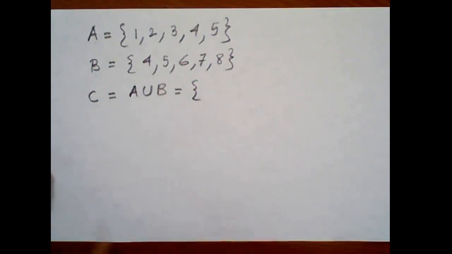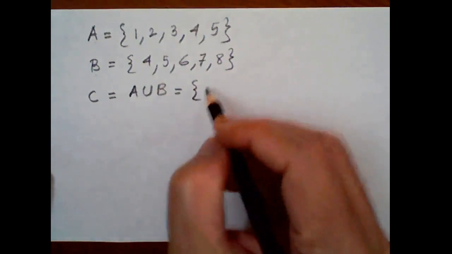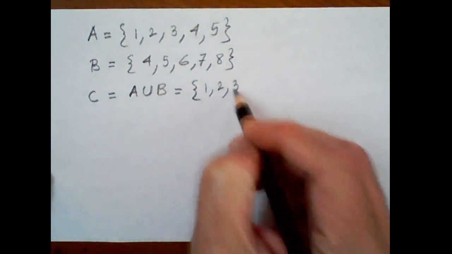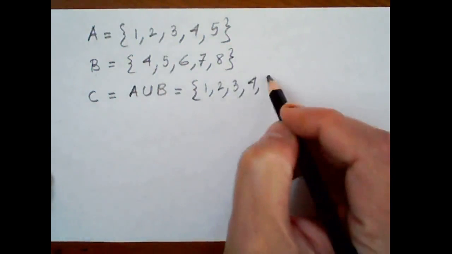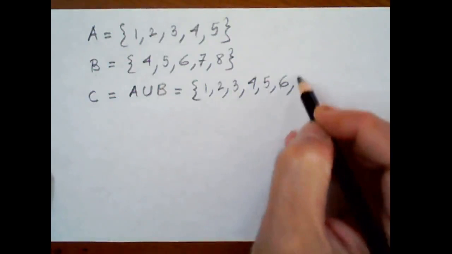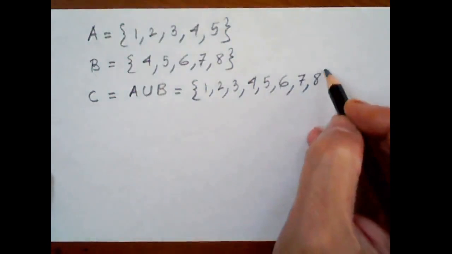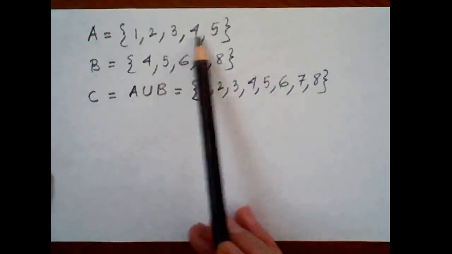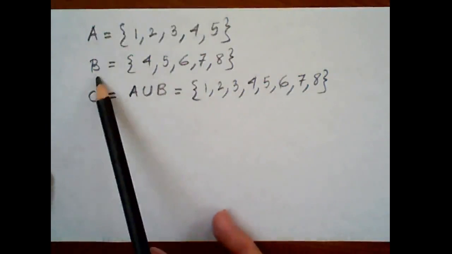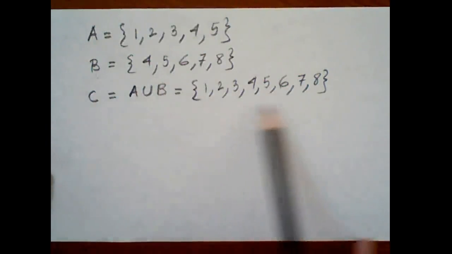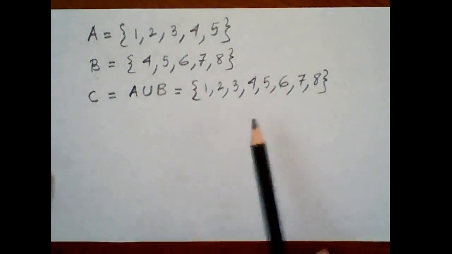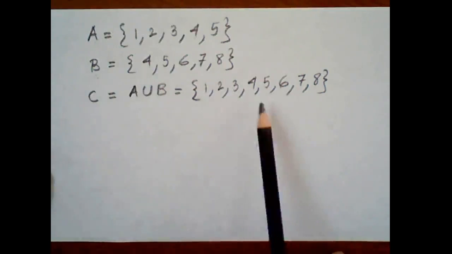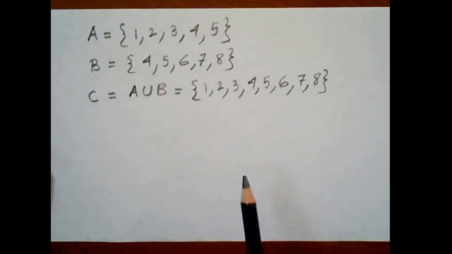So what are the elements in set A union B? The elements will be 1, 2, 3, 4, 5, 6, 7 and 8. Note that 4 and 5 are common to both sets A and B. But when you construct a union of the two sets, then 4 and 5 will not be repeated. They will be represented only once. So this is one important point that I wanted to tell you.